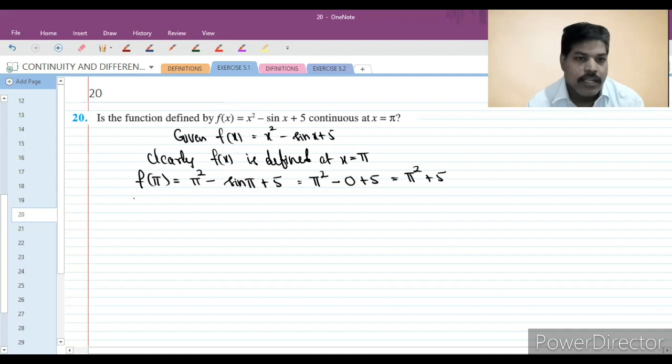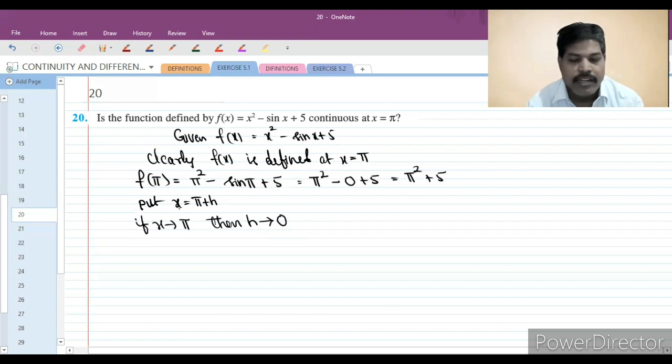For that, I will put x equal to pi plus h. If x tends to pi, then h value tends to 0. Why? Because I have taken x equal to pi plus h. If x and pi are equal, then automatically h value will become 0. So if x tends to pi, then automatically h tends to 0.